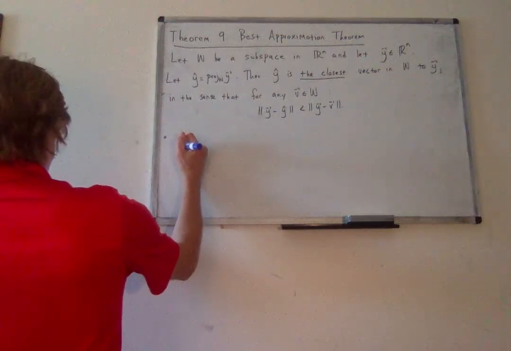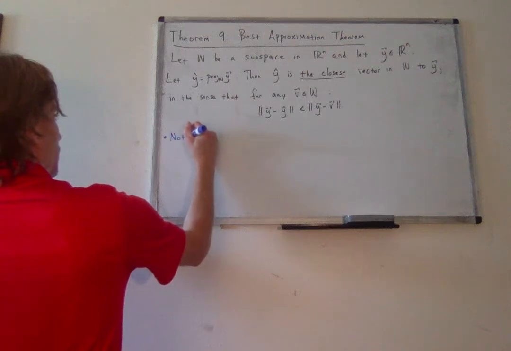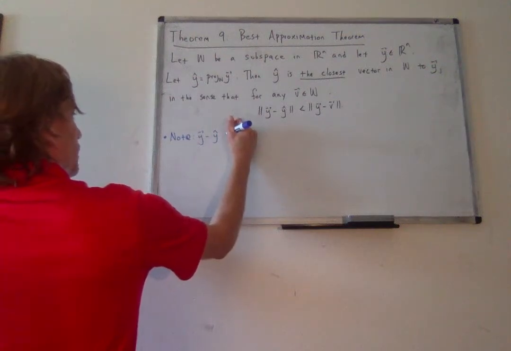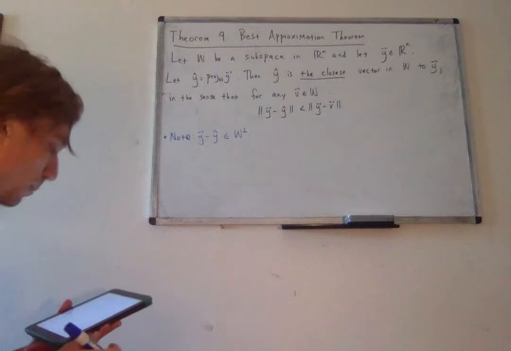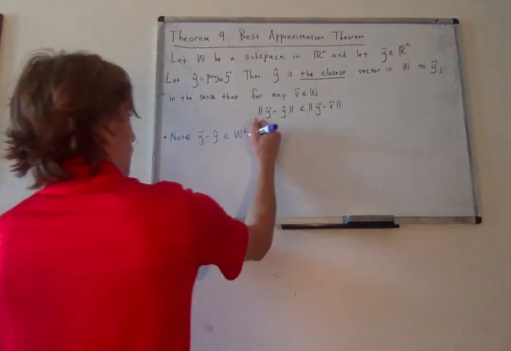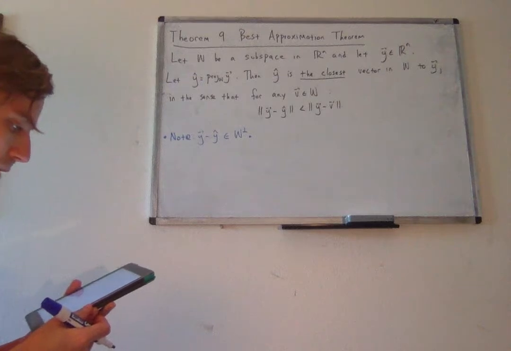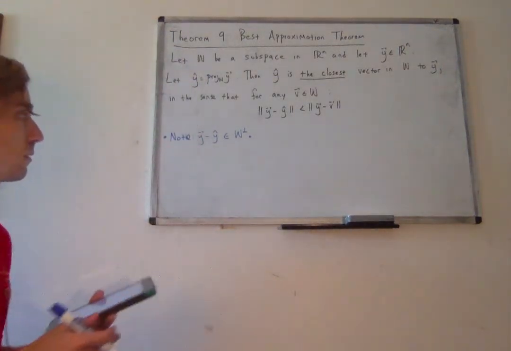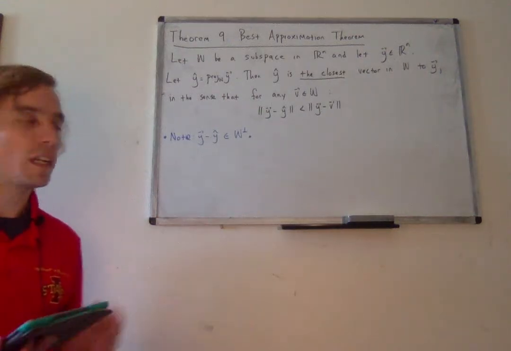So notice that by assumption, y minus y hat is orthogonal to every vector in W, meaning that it is in W perp. And so this is the vector z in the orthogonal decomposition theorem.